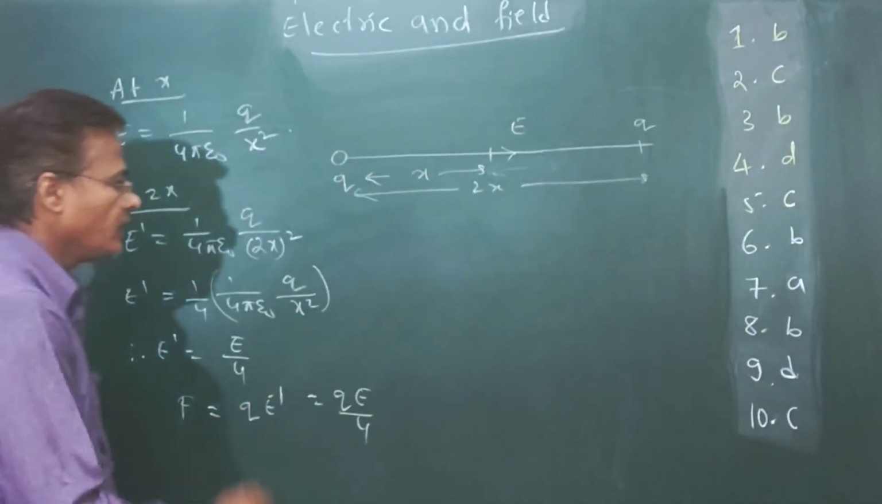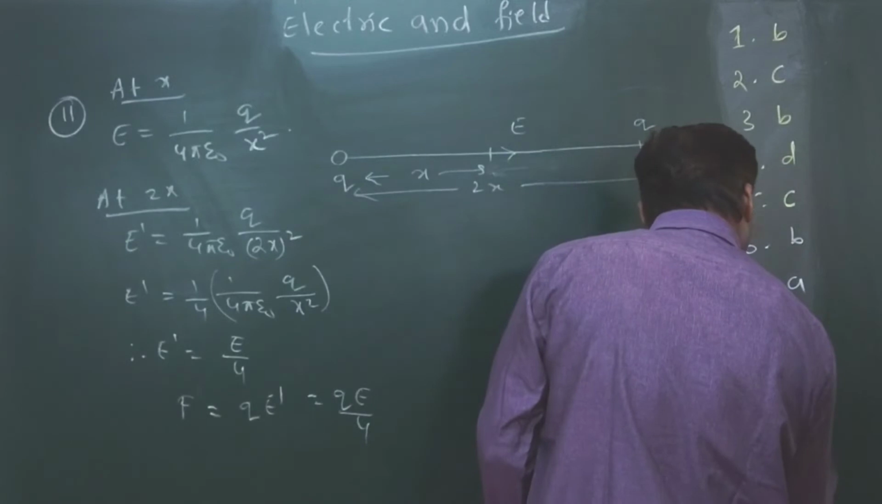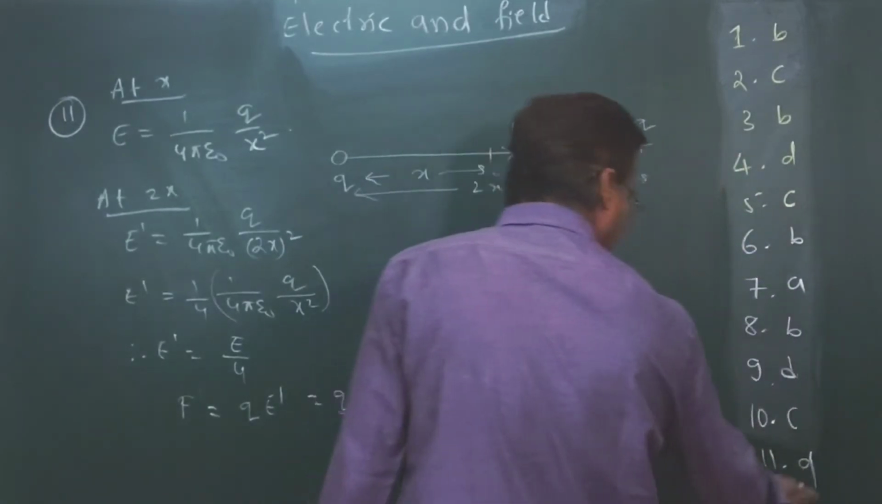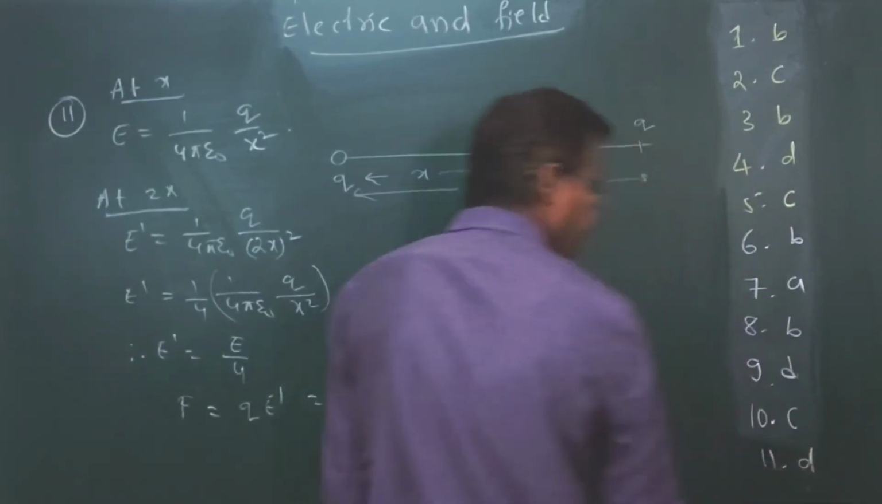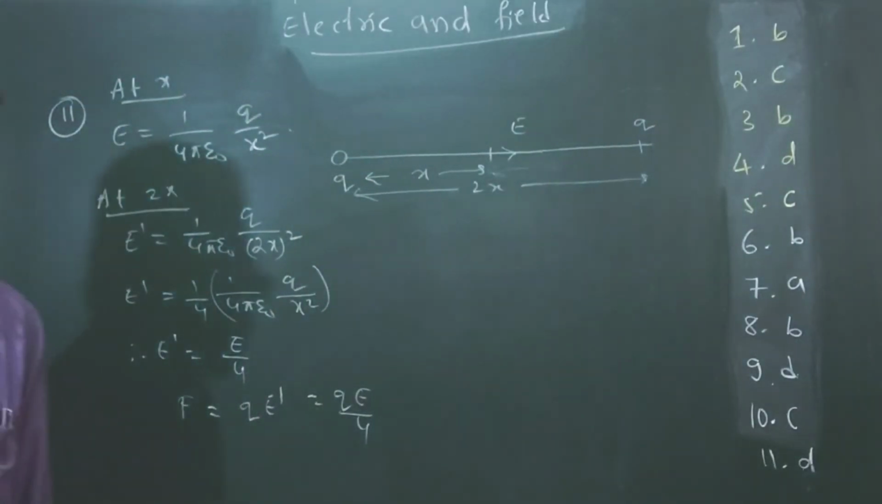So that is QE divided by 4. The answer for the 11th one is D. Okay, so the 11th is D, we are getting it. Now the next question we can read.